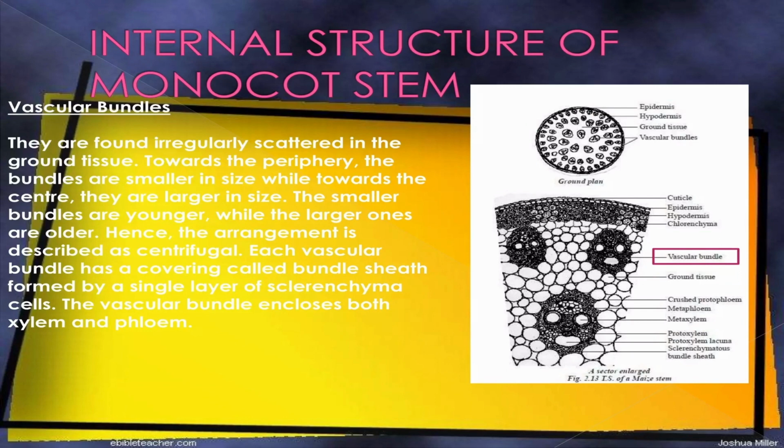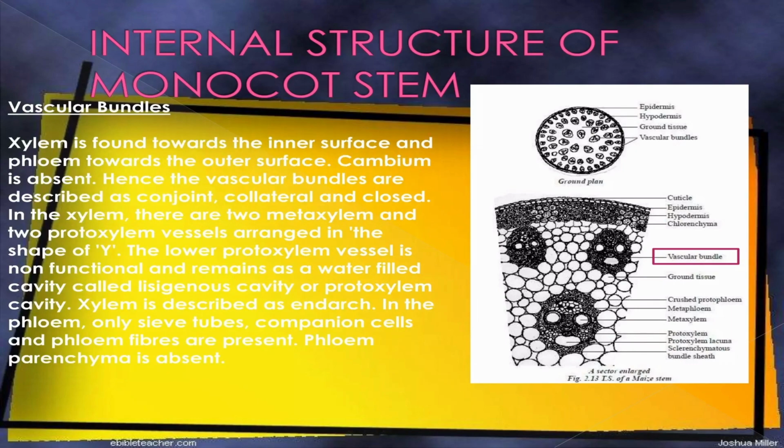Next layer, the vascular bundles. The vascular bundles are scattered all over the ground tissue. This is also a unique character of the monocot stem. Each vascular bundle is conjoint and collateral. The bundles are uniseriate and closed vascular bundles. The bundles are smaller in size towards the periphery, meaning the outer side of the stem, and bigger in size towards the center of the stem. This is the vascular bundle of the monocot stem.